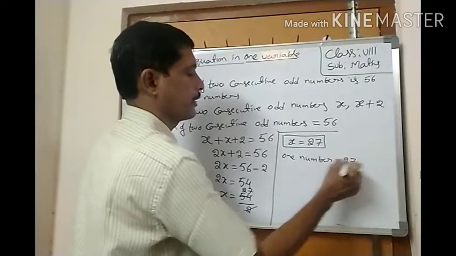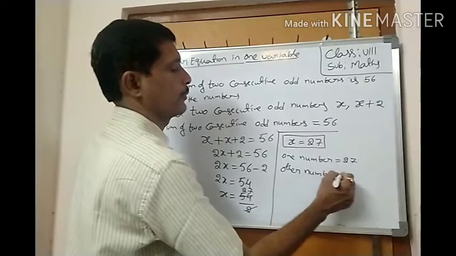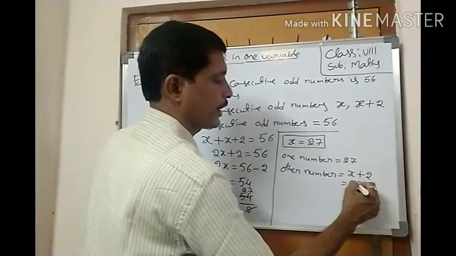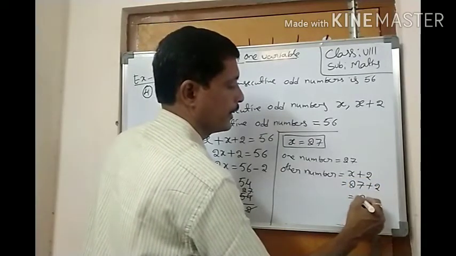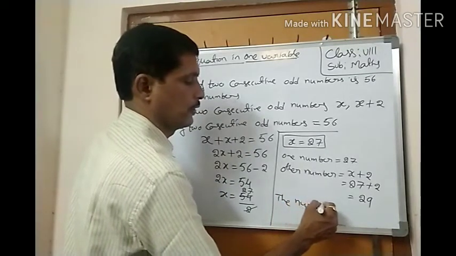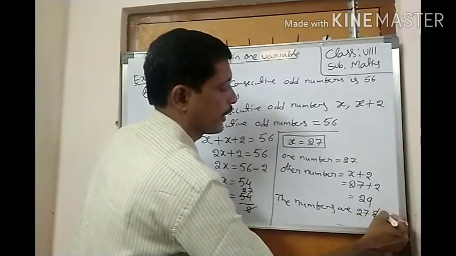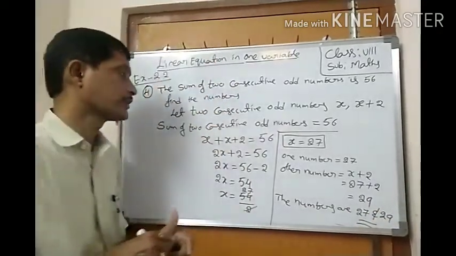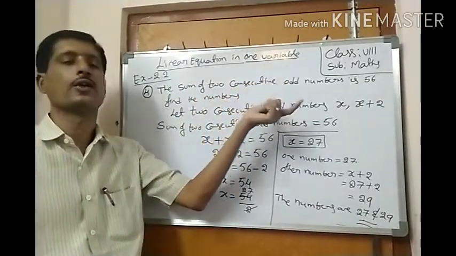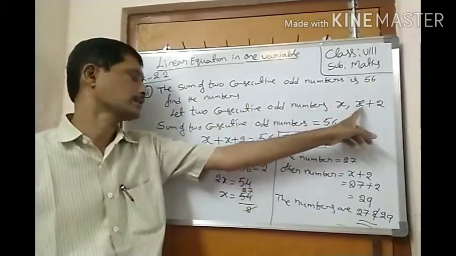Therefore one number equals 27. The other number equals x plus 2. Here x equals 27, and 27 plus 2 equals 29. The numbers are 27 and 29. One more time, see. Here two consecutive odd numbers: the difference of two consecutive odd numbers is 2. Let two consecutive odd numbers be, one number is x, another number is x plus 2.